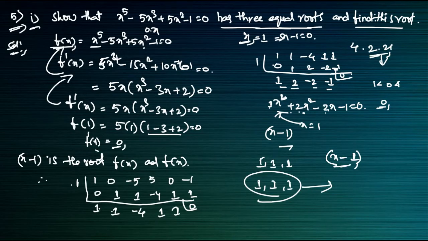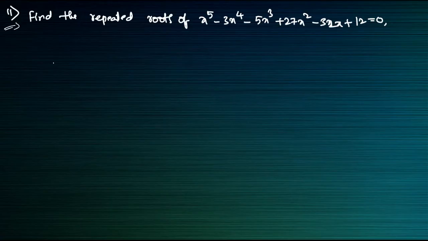Now moving to the next question here. Now the second question, the fifth one: find the repeated roots of this one. So x power of 5 minus 3x power of 4 minus 5x power of 3 plus 27x square minus 32x plus 12 is equal to 0.